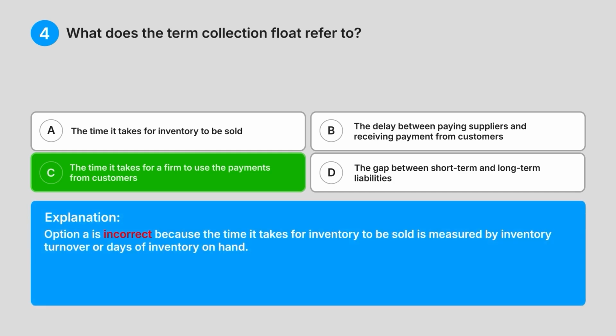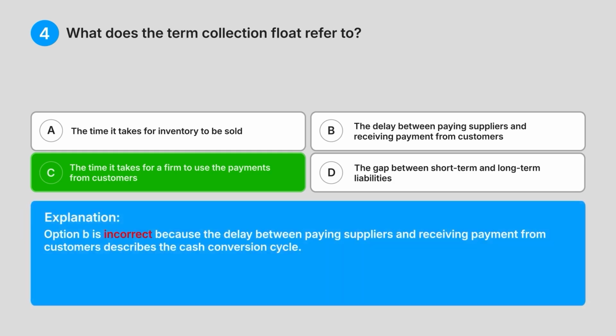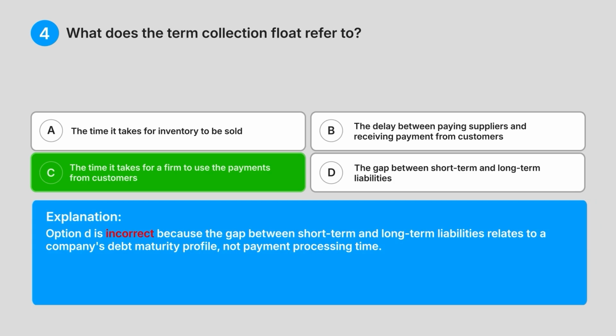Option A is incorrect because the time it takes for inventory to be sold is measured by inventory turnover, or days of inventory on hand. Option B is incorrect because the delay between paying suppliers and receiving payment from customers describes the cash conversion cycle. Option D is incorrect because the gap between short-term and long-term liabilities relates to a company's debt maturity profile, not to payment processing time.